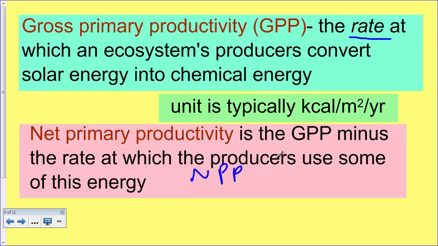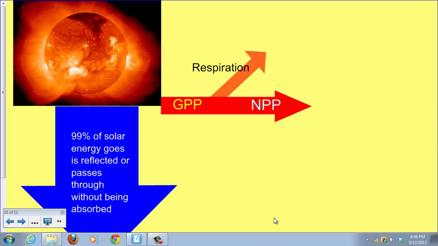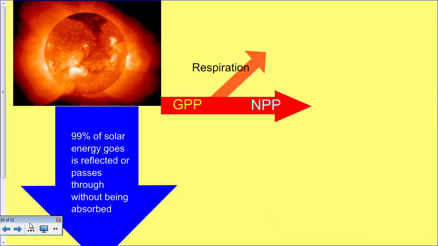So your net primary productivity is your GPP minus all of the energy that the producers themselves are using. Okay, so what does that really mean? Well, essentially we break down our energy flow like this. The sun obviously is where we're going to get most of this energy. And again, I know, yes, there's chemosynthesis and stuff like that, so it's not all from the sun, but the vast bulk of what we're worried about is.